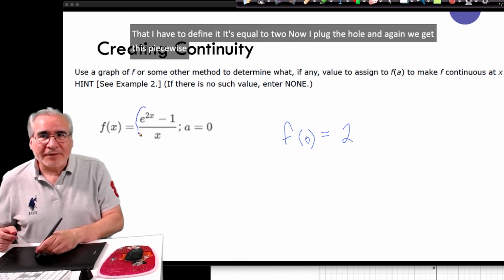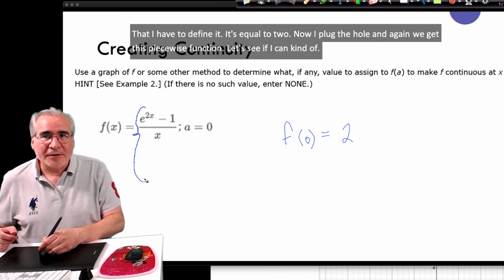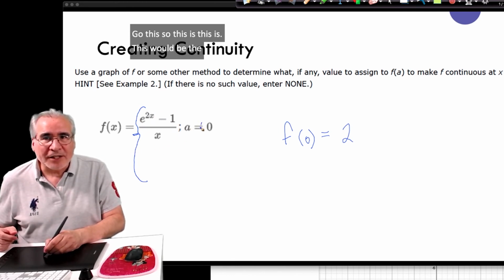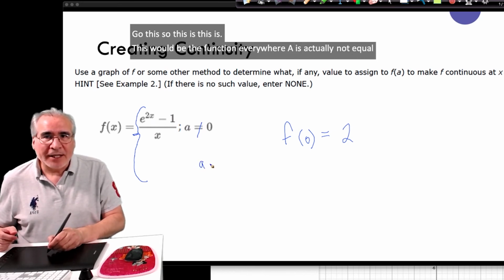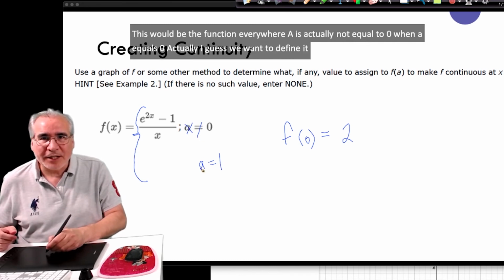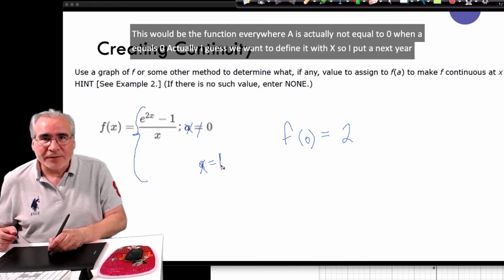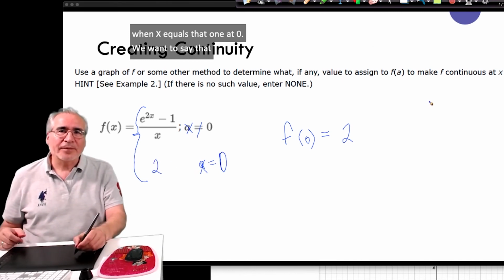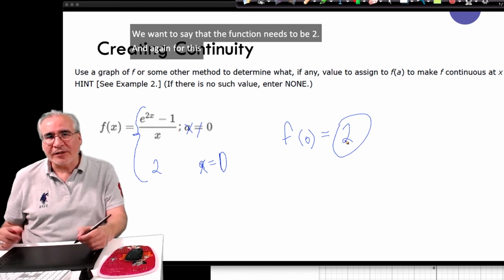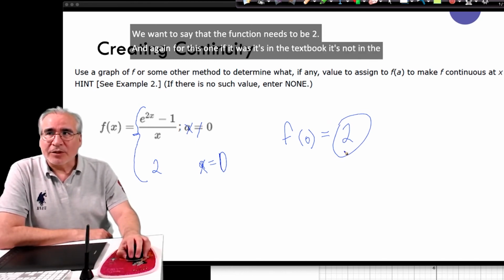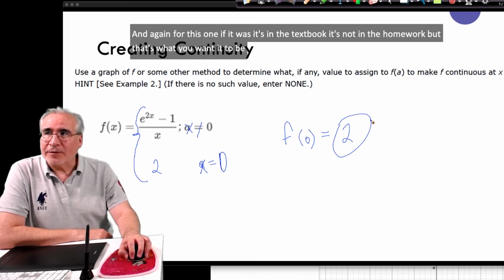Let's see if I can go like this. So this would be the function everywhere x is not equal to 0. When x equals 0, actually, I guess we want to define it with x, so I'll put an x here. When x equals not 1, but 0, we want to say that the function needs to be 2. And again, for this one, it's in the textbook, it's not in the homework, but that's what you want it to be. You want the function value to be 2.